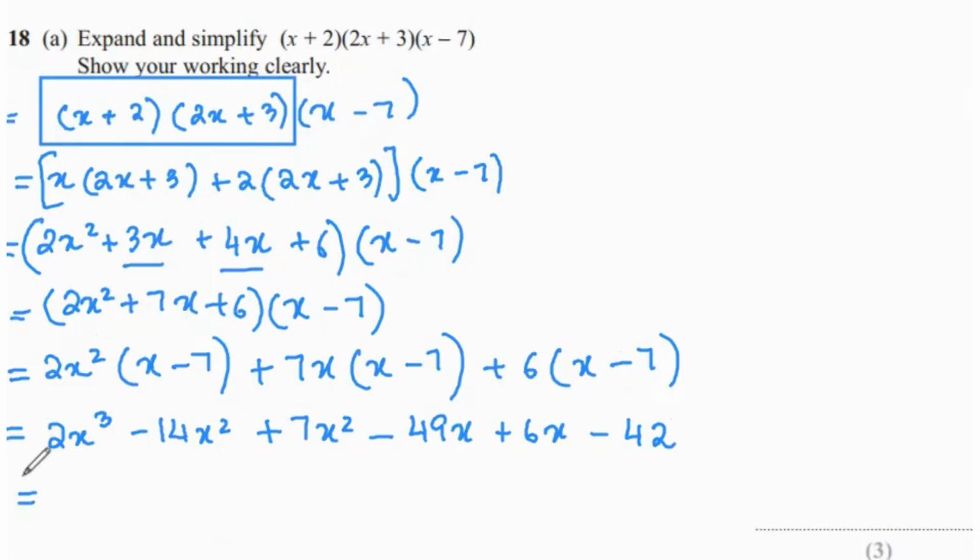Collect the like terms. 2x cubed is going to be alone. Negative 14x squared plus 7x squared is negative 7x squared. Negative 49x plus 6x is negative 43x. And negative 42 comes as it is. So this is your expansion of the given triple bracket.